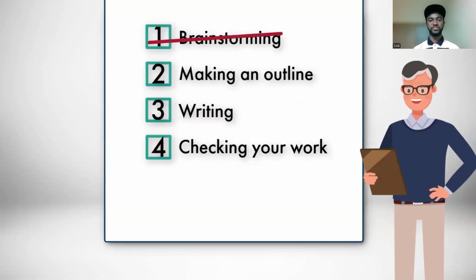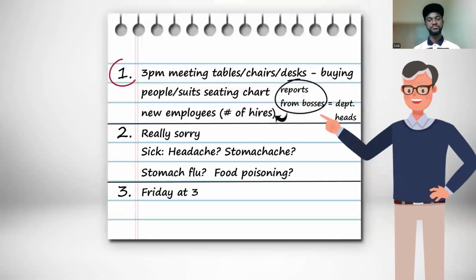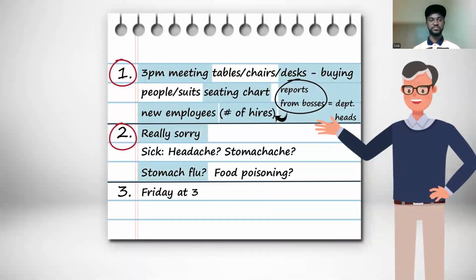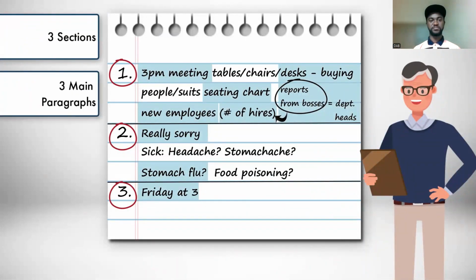I've finished brainstorming, and now I'm going to work on making an outline. Looking at number 1, I'll say the meeting was scheduled for 3 p.m. and it's about a seating chart for new employees, as well as buying new desks. I'll also mention the report about numbers of new hires from the department heads. In number 2, I'll say I'm really sorry, and I'll go with stomach flu to explain why I can't attend the meeting. For number 3, well, I've got the new meeting time, so I'm all set. Now I've got 3 sections here, so I will probably want to write 3 main paragraphs in my response.